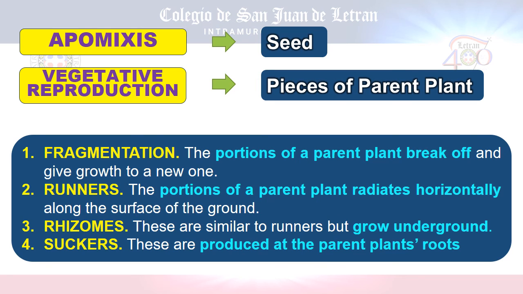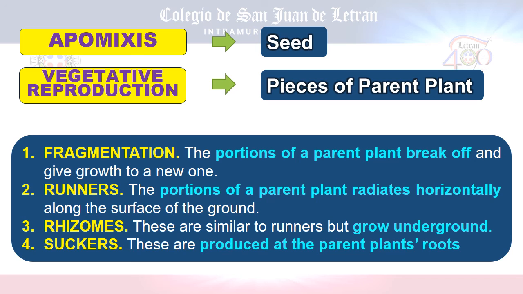Asexual reproduction can be either apomixis or vegetative reproduction. Apomixis is asexual reproduction without fertilization that occurs via seed. Vegetative reproduction is any form of asexual reproduction occurring in plants in which a new plant grows from a fragment of the parent plant or a specialized reproductive structure.